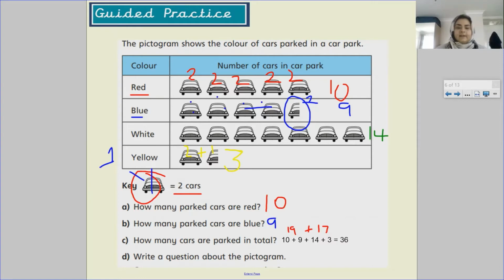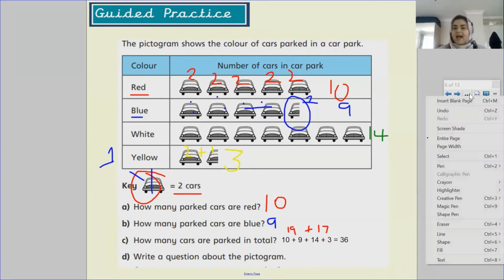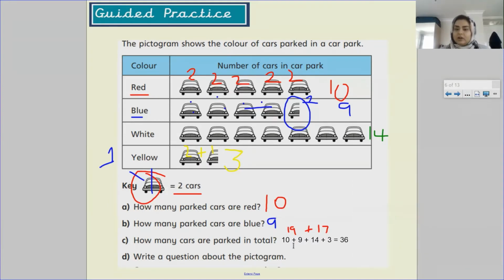Then it says write a question about the pictogram. So you could have a question like, for example, how many blue and white cars are there all together? A question related to the pictogram is fine. Any question related to the pictogram is fine.